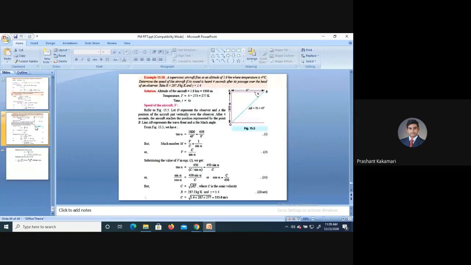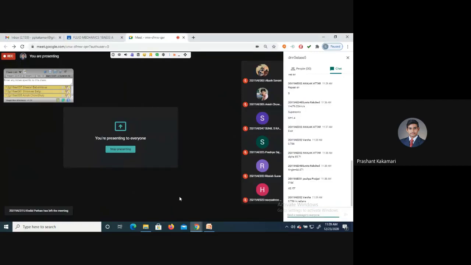Or even by this also you can find alpha equal to tan inverse of 450 by V. By that also you can find out alpha. Alpha you can find out by tan, sine or cos, whatever. 0.736 in radians. Alpha angle is 42.15 degrees. Okay. Attar, finally are you finding any answers? Okay, angle alpha, all are getting 42.15 degrees.